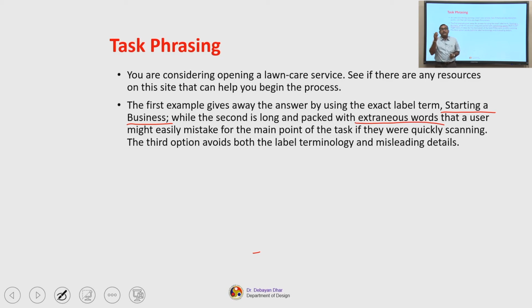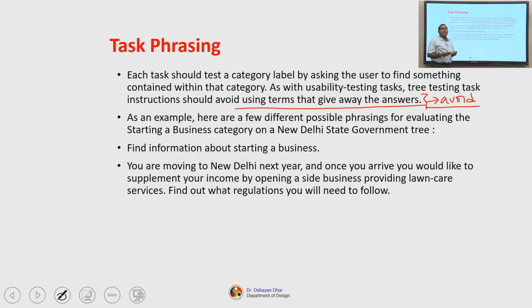Okay. So, there are extraneous words that a user might easily mistake for the main point of the task if they are quickly scanning. The third option avoids both the label terminologies and misleading details. Again, if you remember what we have discussed, you should ensure that such misleading things are not given. The first one actually gives the main objective.